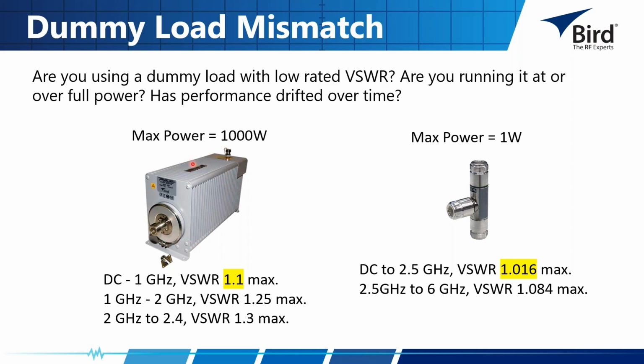This is a much larger 1 kilowatt load. It's going to have a VSWR of about 1.1 from DC to 1 gigahertz, versus something like this, which is going to be a much higher precision. Typically, this is going to be an open short match type of termination. This is going to be used for calibration of our Sitehawks and scalar network analyzer. So we have much better VSWR on this over a much broader frequency range.